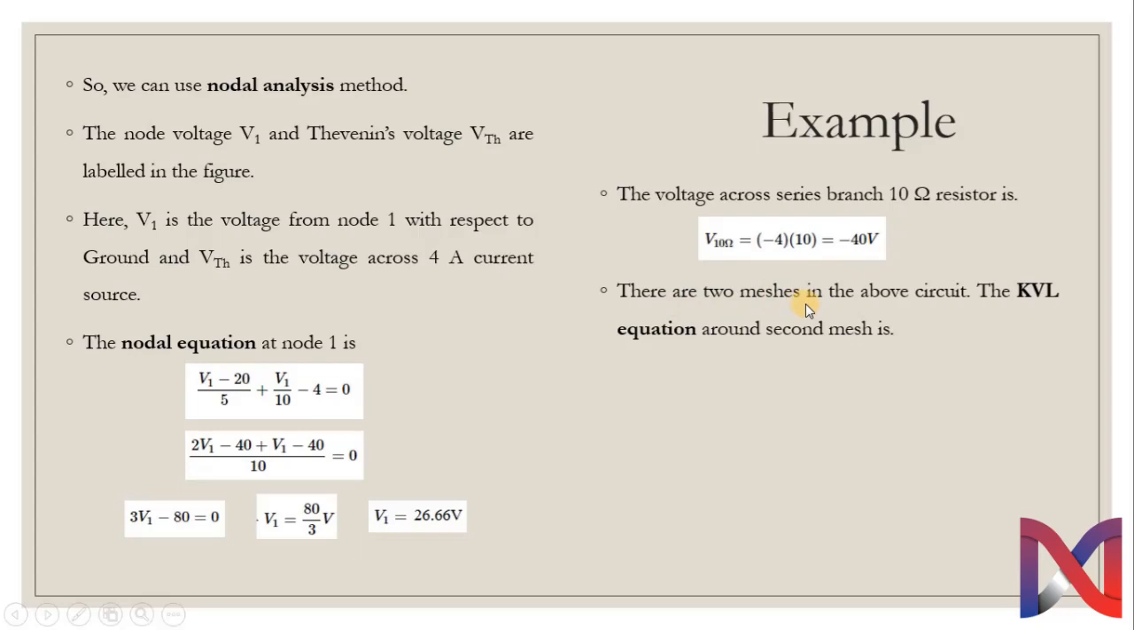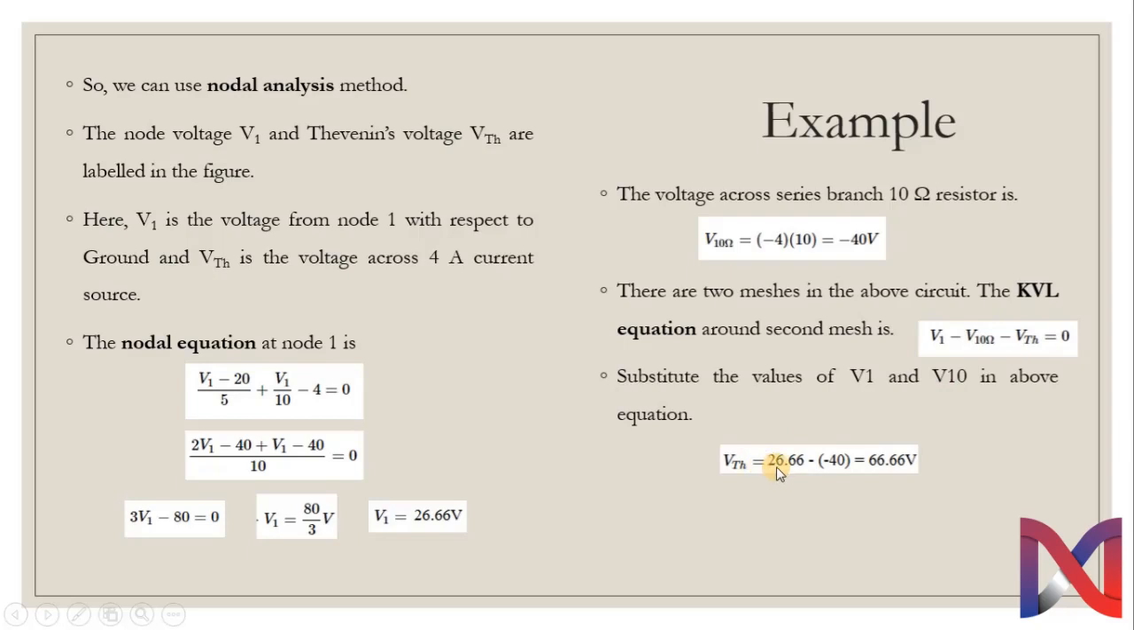There are 2 meshes in the above circuit, which is already illustrated. So the KVL equation for mesh 2 will be V1 minus V10 ohm minus VThevenin is equal to 0. We got our V1 as 26.66 volts and V10 ohm is minus 40 volts. So we will substitute the values. So we will get VThevenin equal to 26.66 minus minus 40. So we get our VThevenin equal to 66.66 volt.